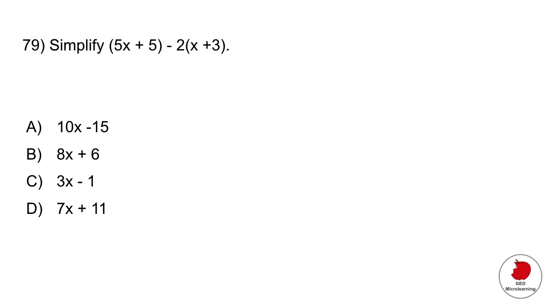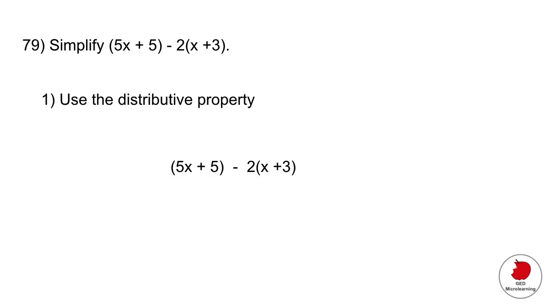All right, question 79. It's asking you to simplify this. Again, you have to be a little bit careful with the signs, but it's pretty straightforward. So what you want to use is the distributive property, meaning that you're going to take that negative sign in the middle, and you're going to multiply -2 by x, and you're going to multiply -2 by 3. Okay, so when you do that, this is what you get.